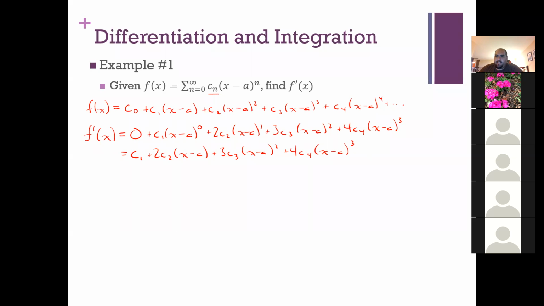But the final thing I would like to do here is re-express this as a power series. So give me a hand with that. If I want to re-express this as a power series by generalizing the terms, what is this going to look like?